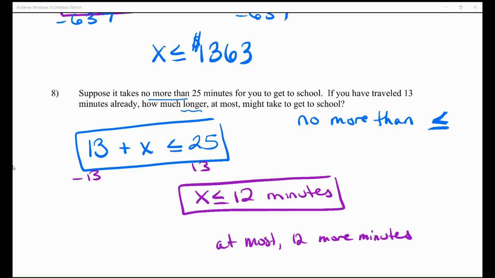So at most, you have 12 more minutes to go. That's it for the 2-2 notes on solving one-step inequalities using addition and subtraction.